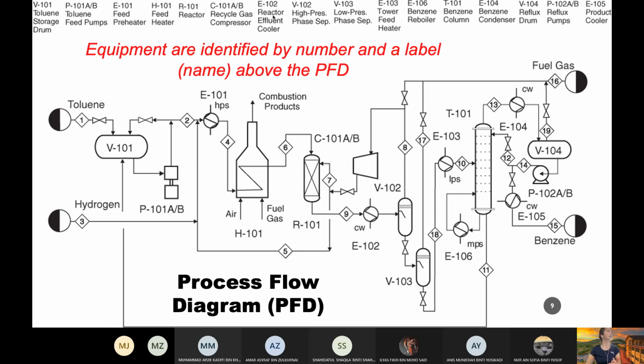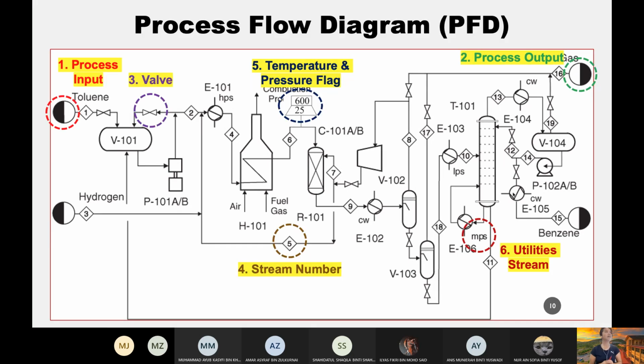Okay, so example dalam kes ni ada toluene storage drum, toluene feed pump, feed preheater, feed heater, reactor, so on and so forth, compressor, condenser, column, pump, so on and so forth. Dah ada semua, keseluruhan equipment termasuk auxiliary equipment dah kena ada. Kalau ada 5 heat exchanger, semua heat exchanger pun kena masuk dalam list. Ada 5 pump, semua pump pun kena masuk dalam list.